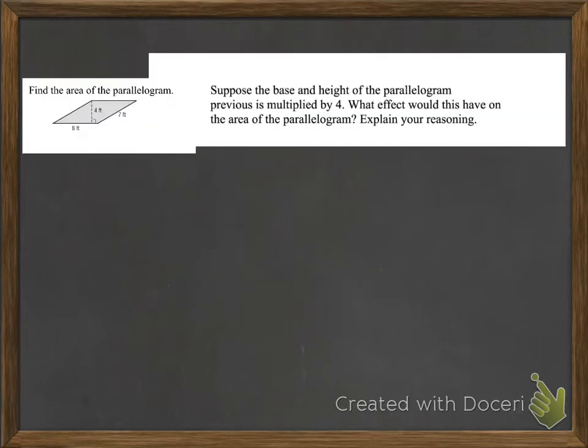And then we come to this problem. It says, suppose the base and height of the parallelogram, the one we just worked on, is multiplied by 4. What effect would this have on the area of the parallelogram? Explain your reasoning. So this is a very heavily weighted question as far as points go. You're going to have several parts to this question. So the first thing you want to do is write what your original area was, which was 32 feet squared.